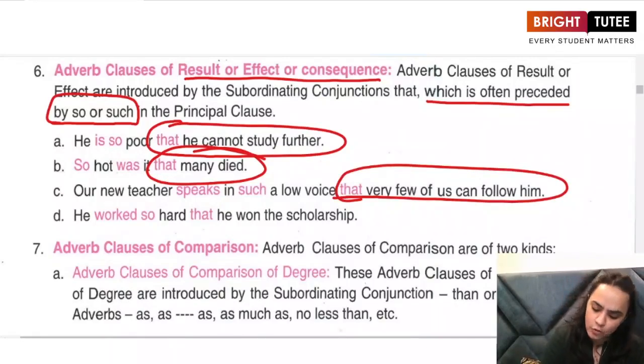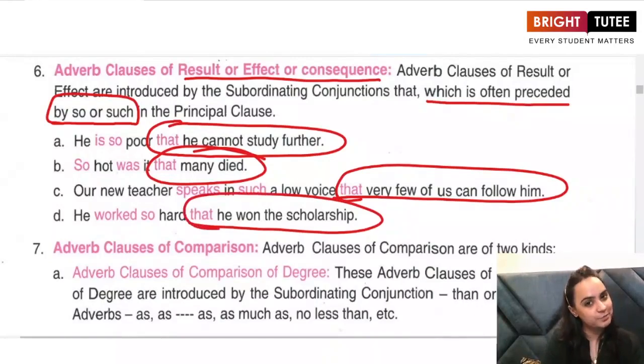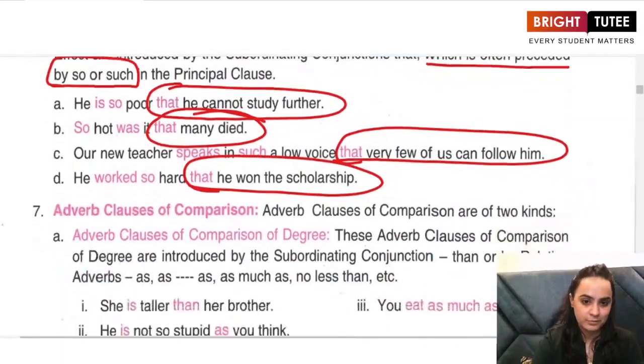He worked so hard that he won the scholarship. What was the result of him working so hard? That he won the scholarship. So you see, the result or the effect or the consequence of something was being spoken about.